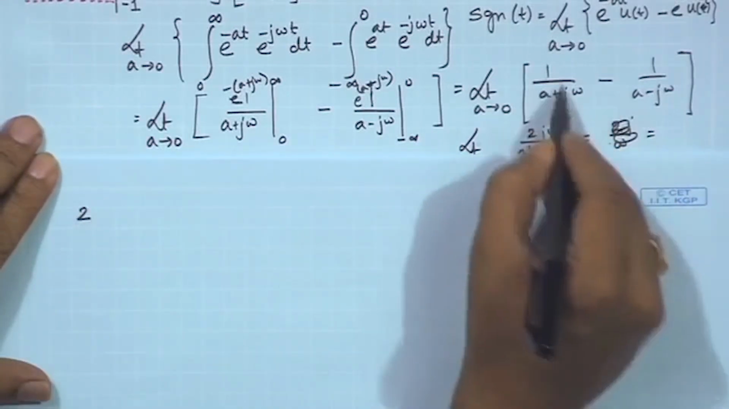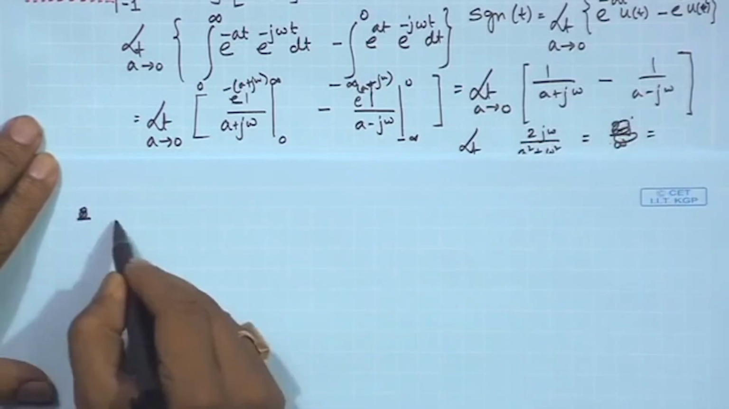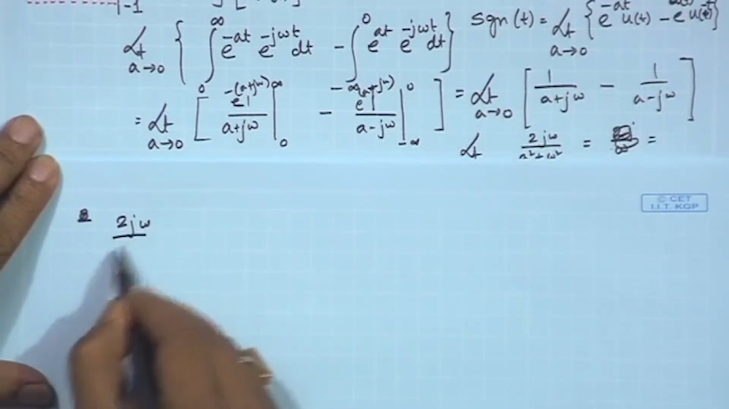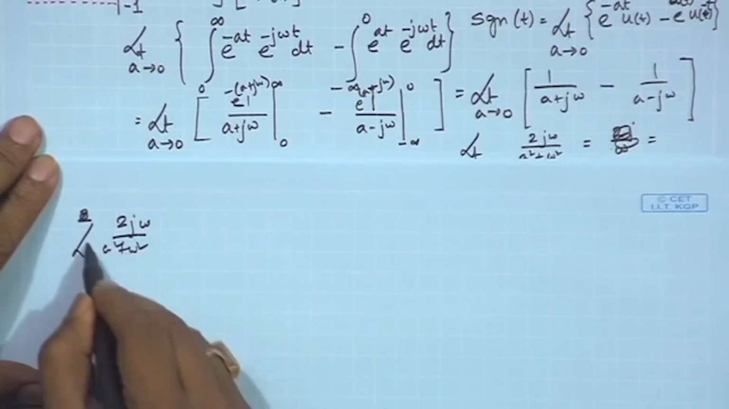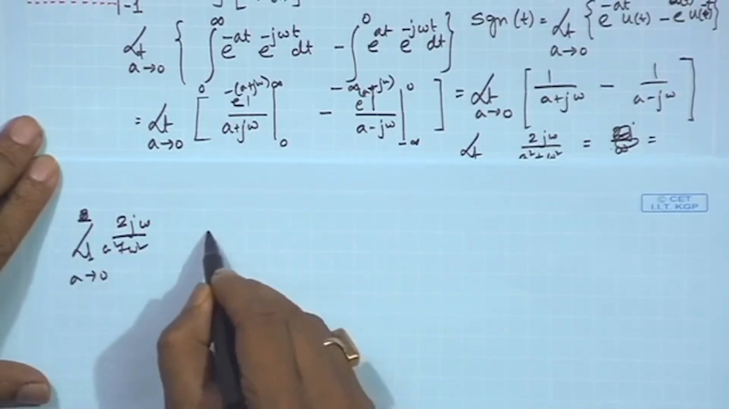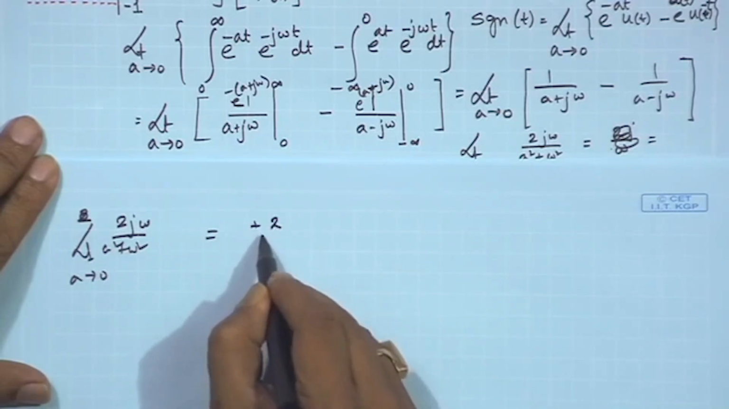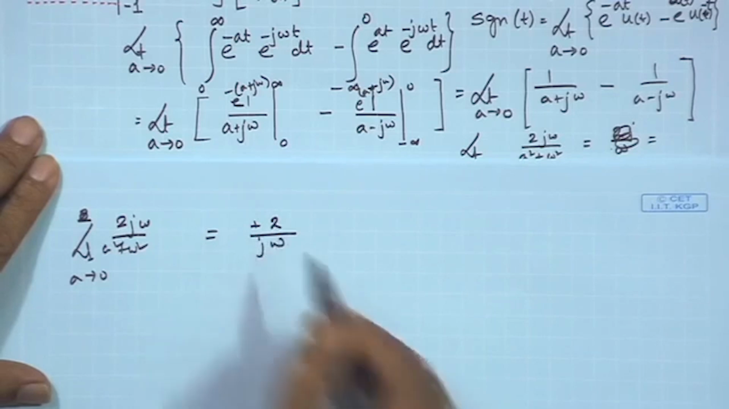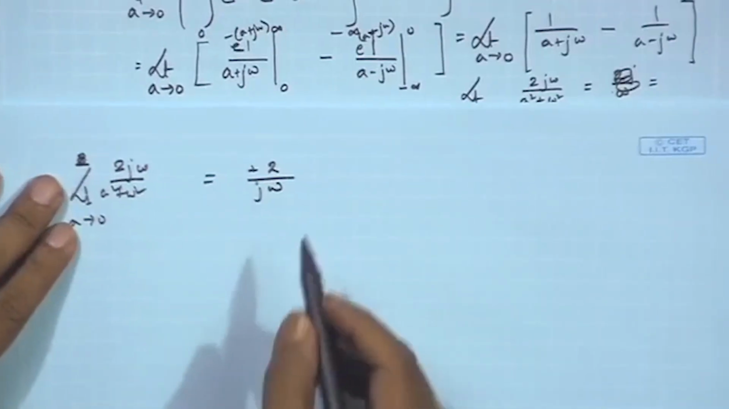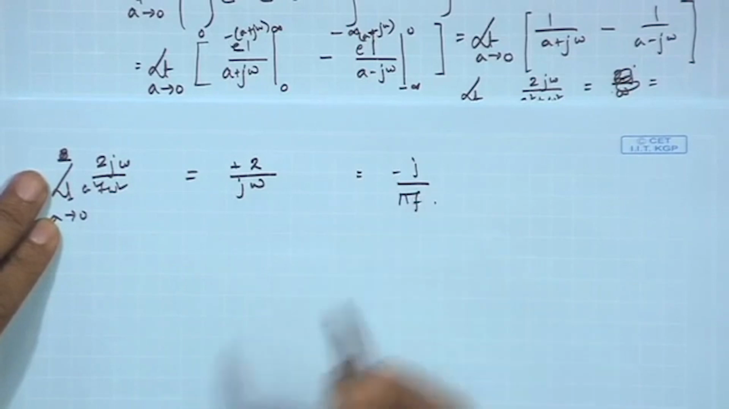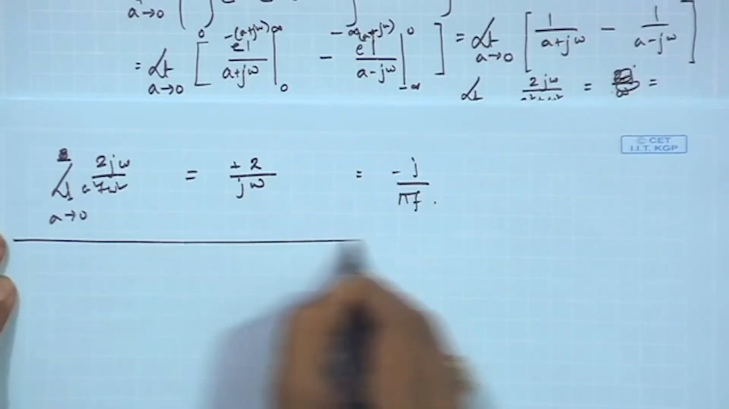2a and a will cancel out, you get 2 j omega upon a squared plus omega squared, limit a tends to 0, and this will work out to be minus 2 upon j omega. And if you are doing it in real frequencies, you are going to get minus j by pi f.